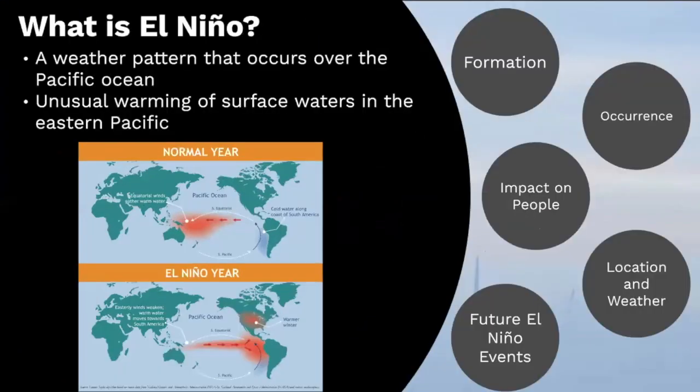What is El Nino? El Nino is a weather pattern that occurs over the Pacific Ocean, and it is the unusual warming of surface waters in the Eastern Pacific. Now, how does this form?